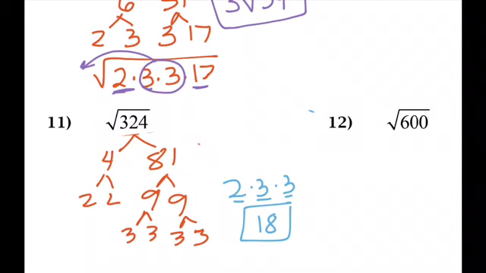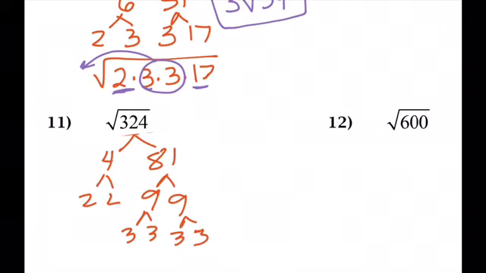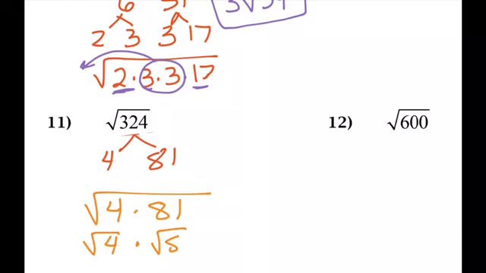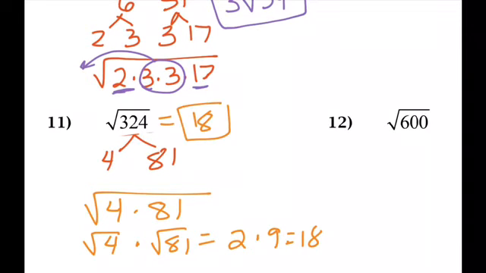Now, like I said, you could have stopped a lot of places along the way. You could have stopped when you said, oh, it's 4 times 81, and you recognize both of those as square numbers. So what you have is the square root of 4 times the square root of 81. You know what the square root of 4 is, and you know what the square root of 81 is. So that's equal to 2 times 9, which is 18. So there's a couple ways you can look at it, but there's only one answer, and that's 18.